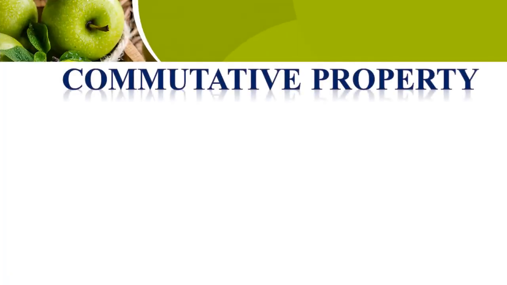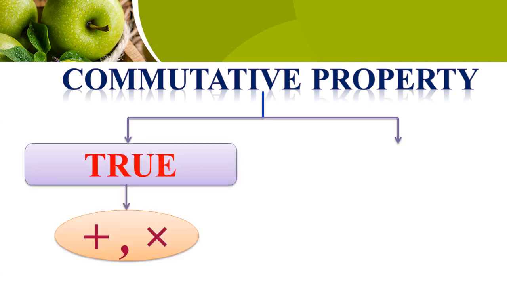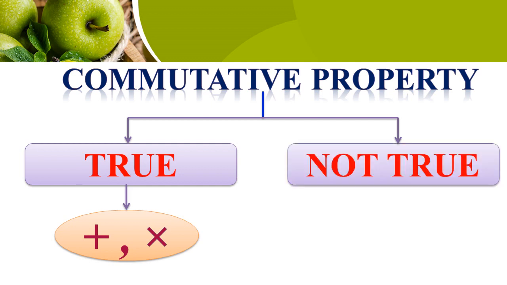Finally, we conclude that the commutative property is true for the operations addition and multiplication, and not true for the operations subtraction and division.